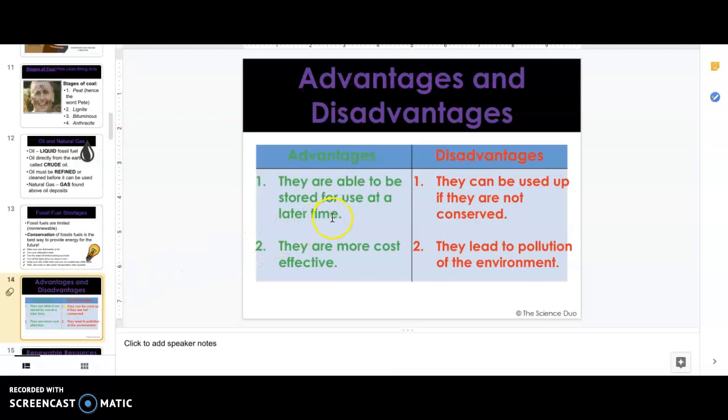Advantages and disadvantages: they can be stored for long periods of time. They are cost effective in the sense that they're cheaper at the moment that you buy them. But if they're not conserved, they can be used up and they can pollute the environment, being the disadvantages.